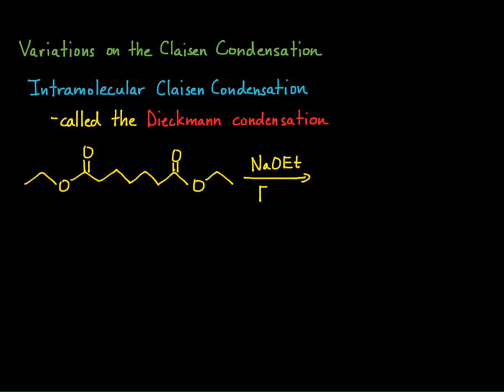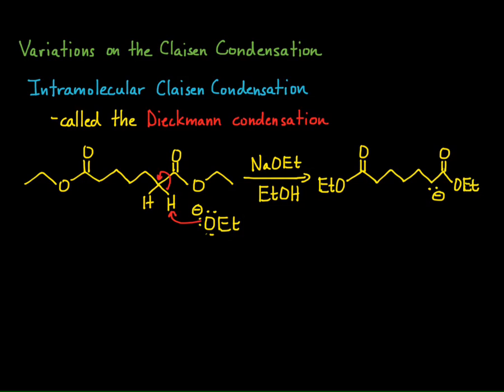Here we have a diester. We're treating it with a base. If we think about what's going to happen here, obviously we have alpha hydrogens on either side, so we can deprotonate one of them to form our enolate. So this is the enolate. We could form it on either side, it doesn't really matter, but I'm showing it on the right side. Now that enolate is going to attack the other carbonyl on the left-hand side.